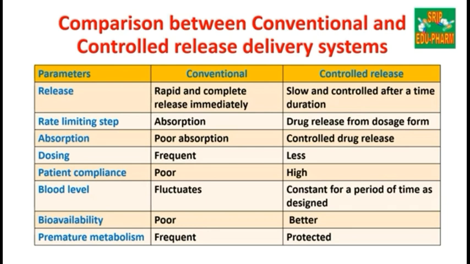So next we see the advantages and disadvantages of this system. We see the matrix system and reservoir system advantages and disadvantages. In the matrix system, the achievement of zero order is difficult, and in the reservoir system, achievement of zero order is easy. The matrix system is suitable for both degradable and non-degradable systems, and the reservoir system is degradable.